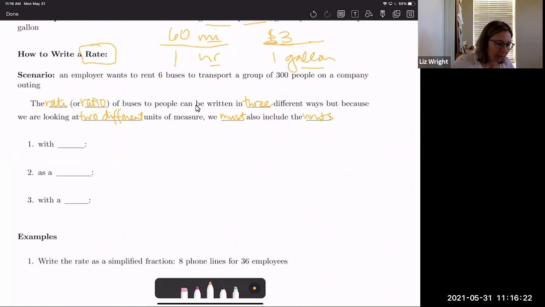All right, so we can do it with words. So it would be 6 buses per 300 people. We can write it as a fraction.